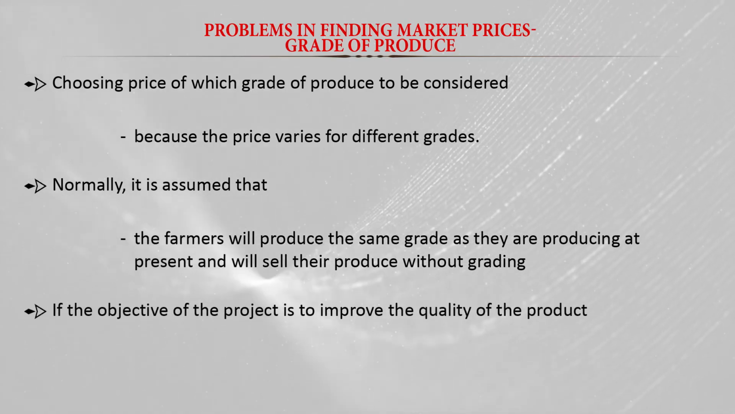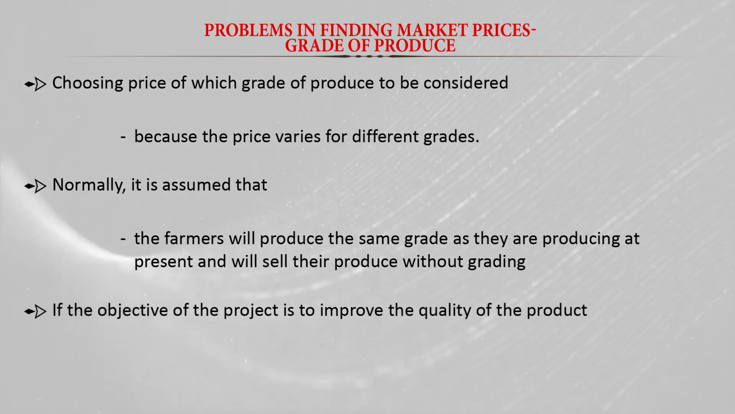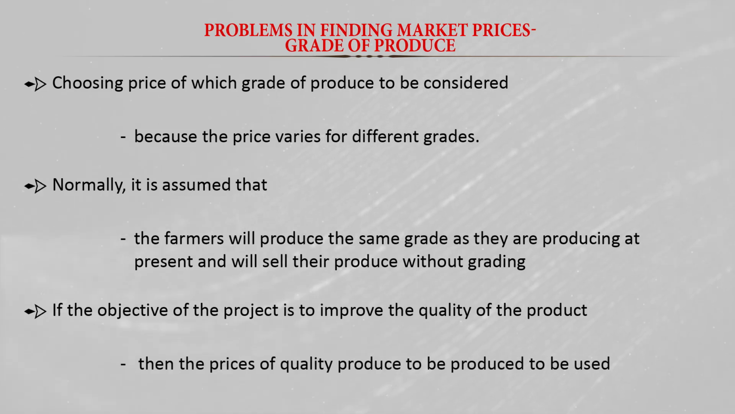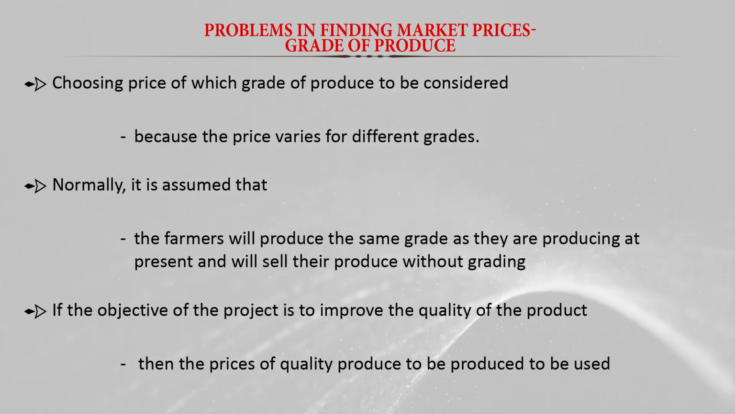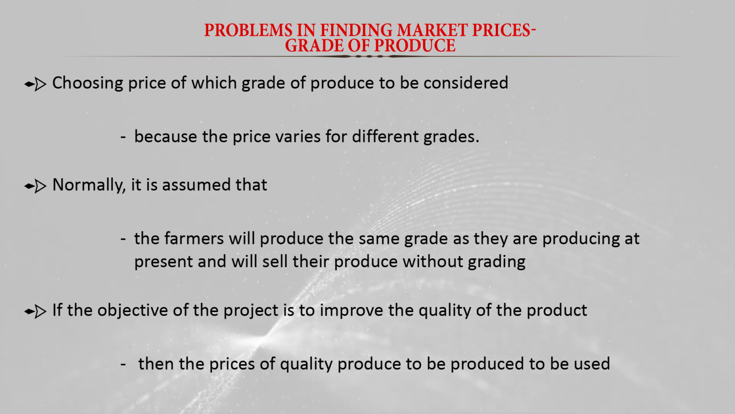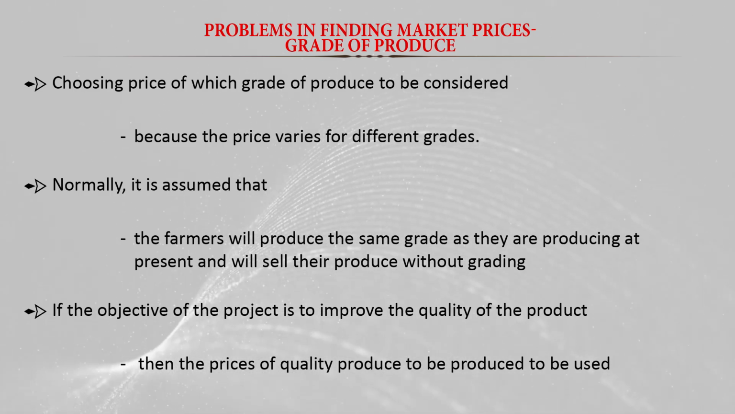If the objective of the project is to improve the quality of the product, then the prices of the different qualities of the produce should be used. So if our objective is to improve the quality of products, we should consider the prices of the different quality of the produce. Then another problem we find is the housing component in the settlement project.